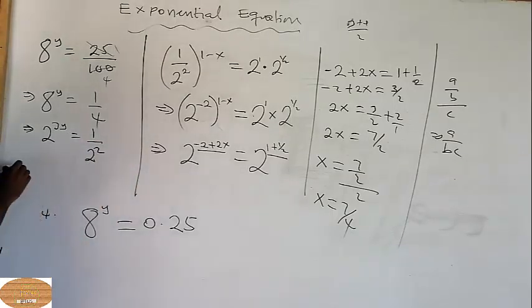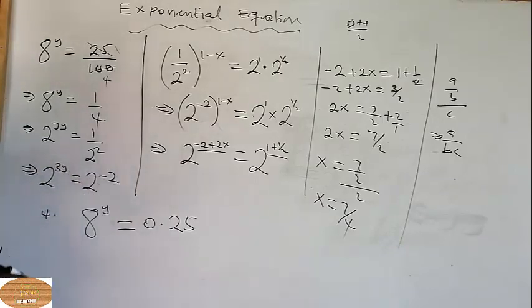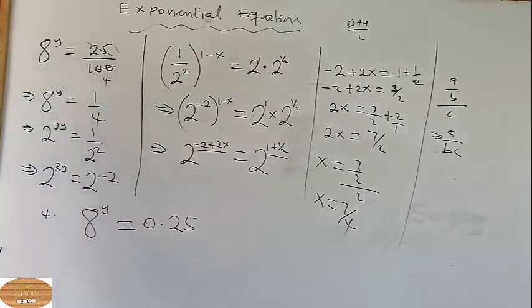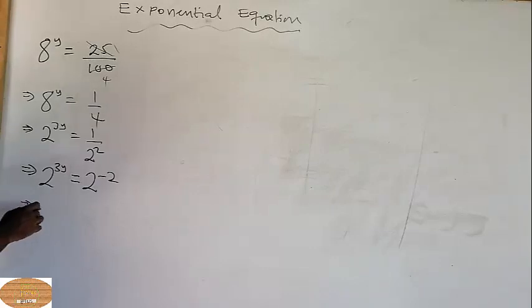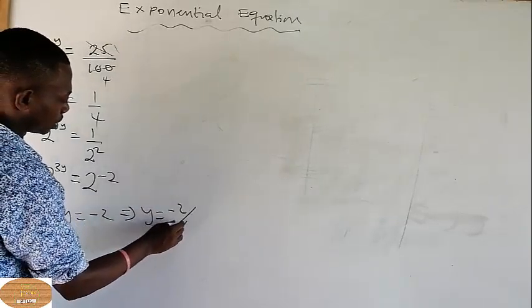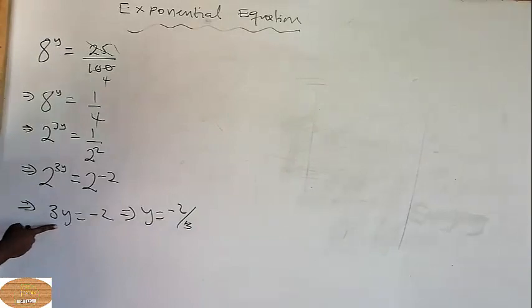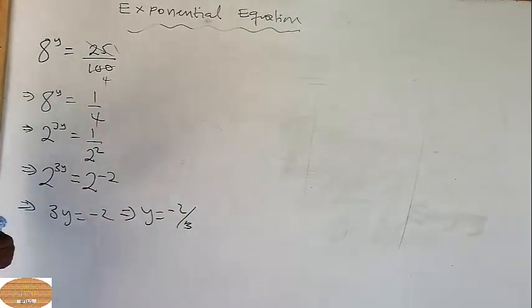Alright. So this one is the same as 2 to the power 3y equals this one is the same as 2 to the power minus 2. Alright. So I have that. So this one is the same as 3y equals minus 2. Therefore, y will give you minus 2 over 3. So you divide each side by 3 and you get this one. Alright, so it's not difficult.